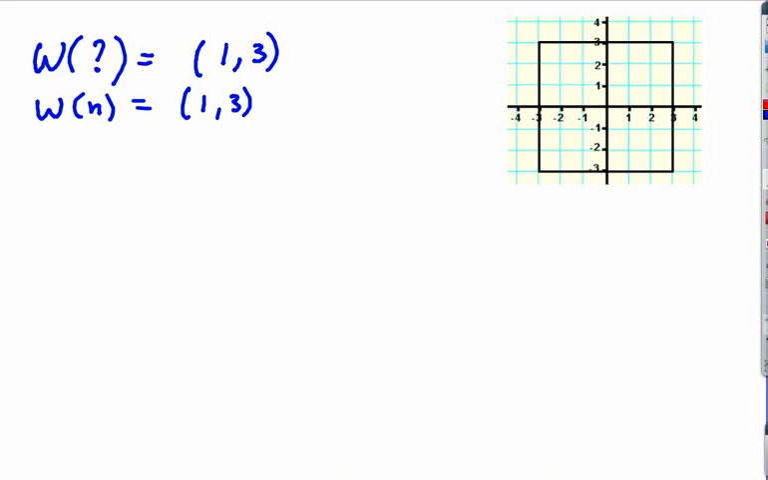What values of n am I allowed to use? Well, if you think about this, this was a wrap of 5. 1, 2, 3, 4, 5 brought me to the point 1, 3. But there's other ways to get to that point.